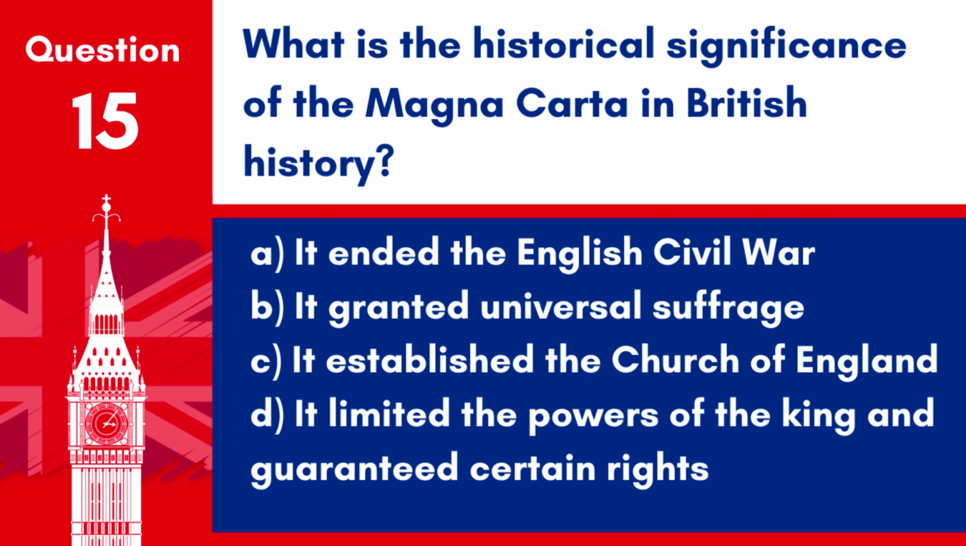A. It ended the English Civil War. B. It granted universal suffrage. C. It established the Church of England. D. It limited the powers of the king and guaranteed certain rights. Answer: D. It limited the powers of the king and guaranteed certain rights. The Magna Carta is historically significant for limiting the powers of the king and guaranteeing certain fundamental rights.